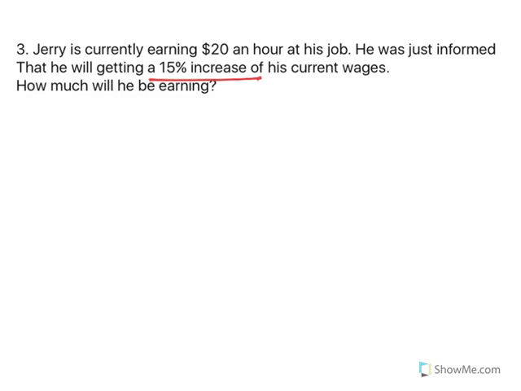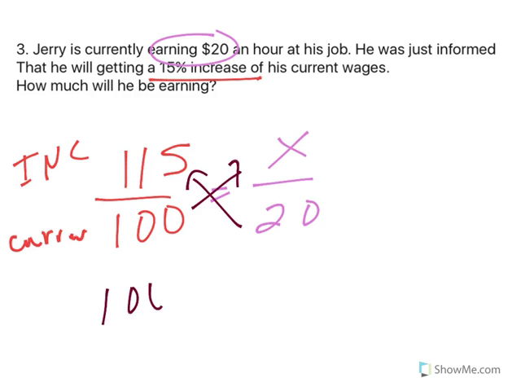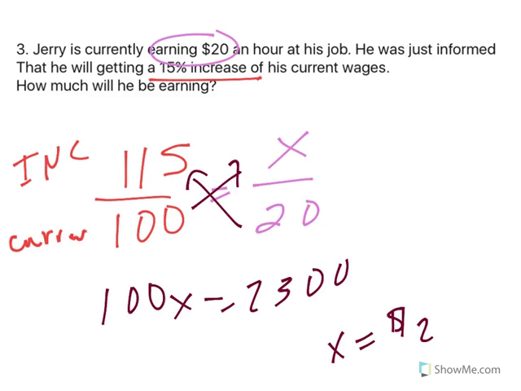So if we have 100% and then we increase 15, we're at 115 over 100. So this is what he's making currently. This is with the increase. Well, he's currently earning 20, so 20 goes down here. We're finding his increase. We cross multiply. 100x equals 2,300. Jerry's about to be making $23 an hour.